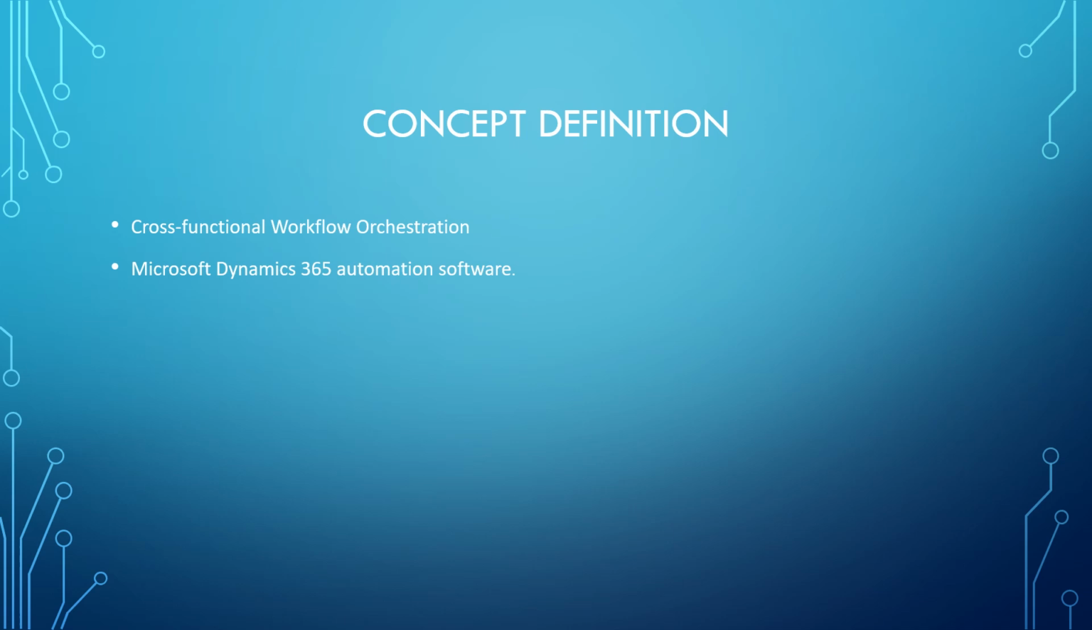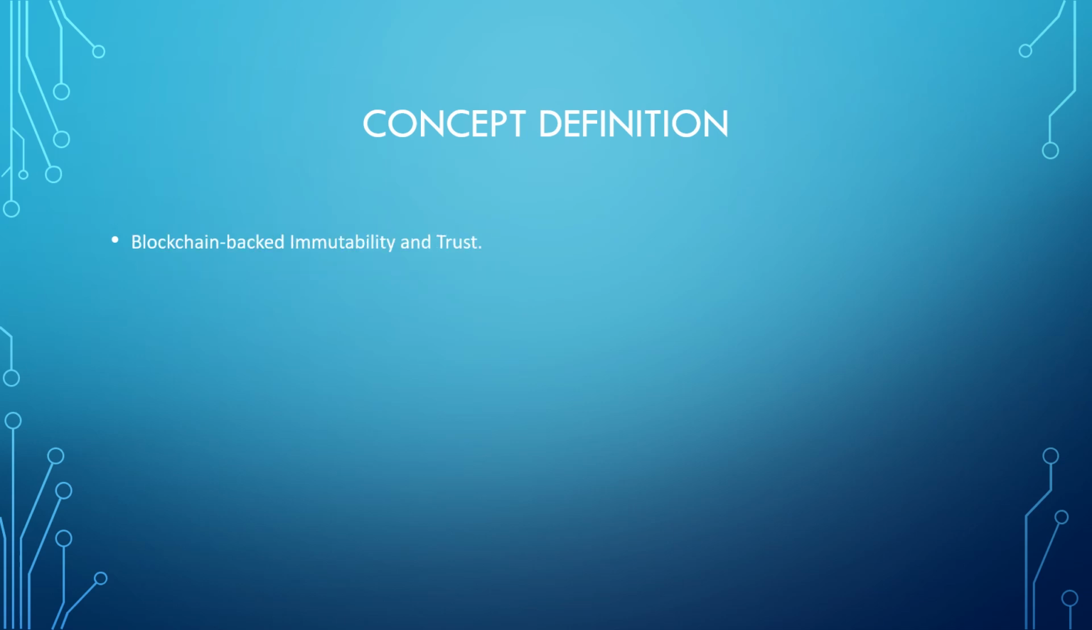So for the cross-functional workflow orchestration, Microsoft Dynamics 365 automation software is the great choice for us. And the blockchain-backed immutability and trust is for data safety, like I just mentioned before. Solution scalability, that I told before.